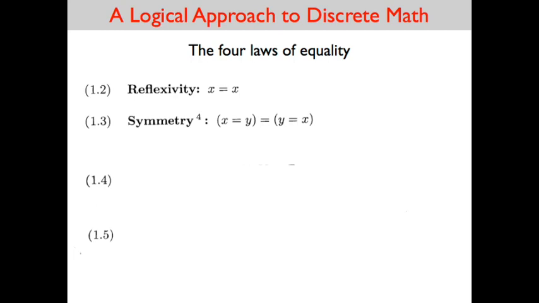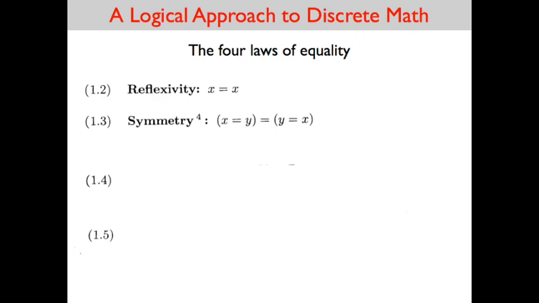No. These are the four laws of equality. So for equality, what is it? Y equals X is the same as X equals Y. That's correct. So we have symmetry: X equals Y is the same as Y equals X. R, S, T. Remember T?